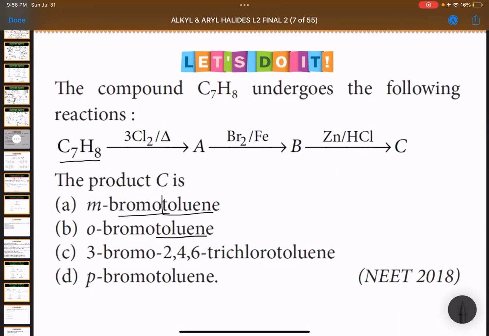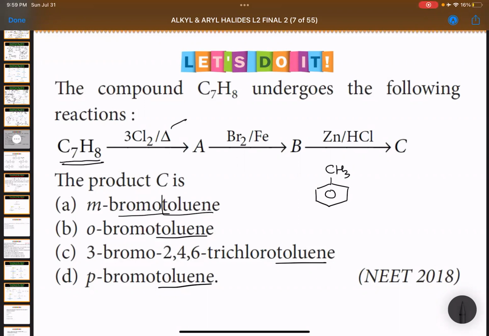All the options have the word toluene in them. And toluene means this group. And this also satisfies the formula given in the question. There are 7 carbons and there are 8 hydrogens, and this is C7H8.